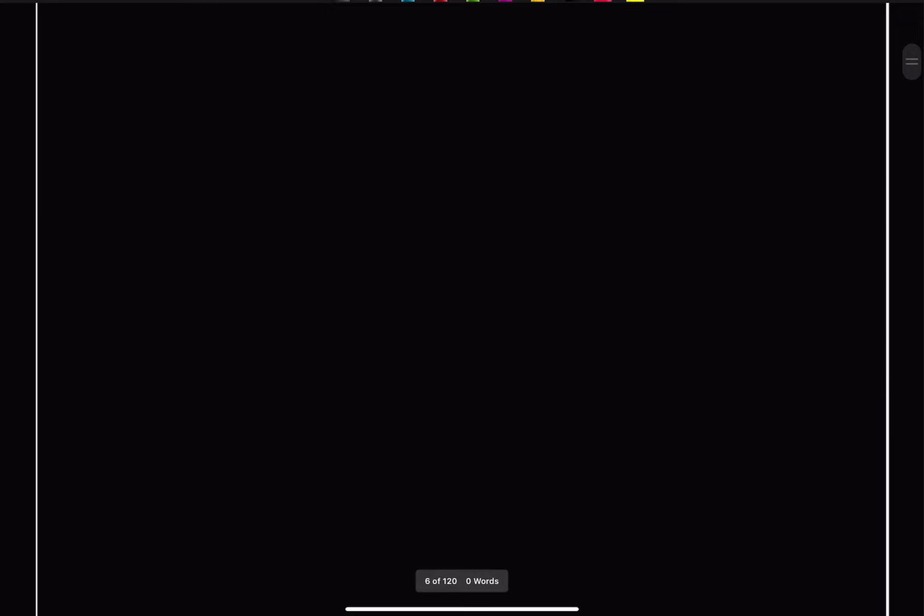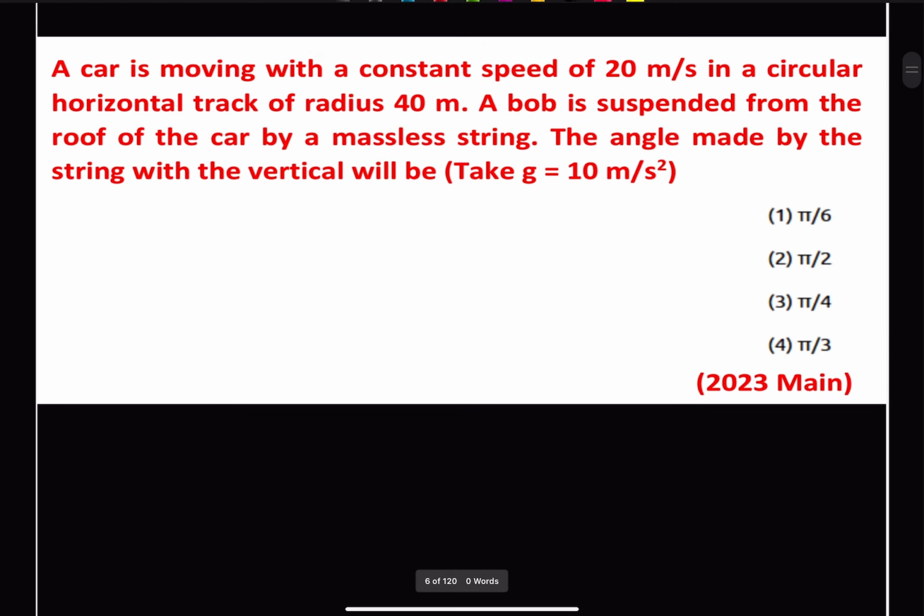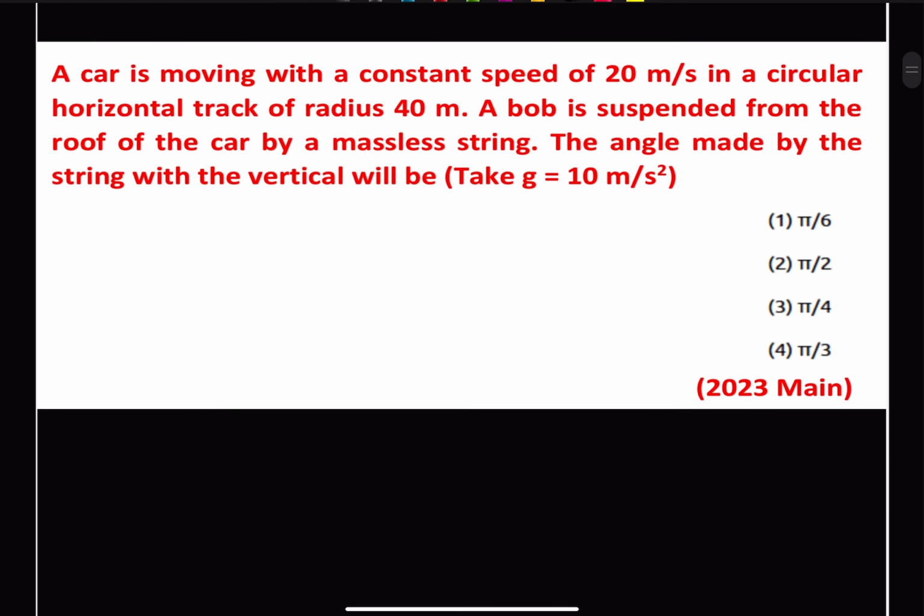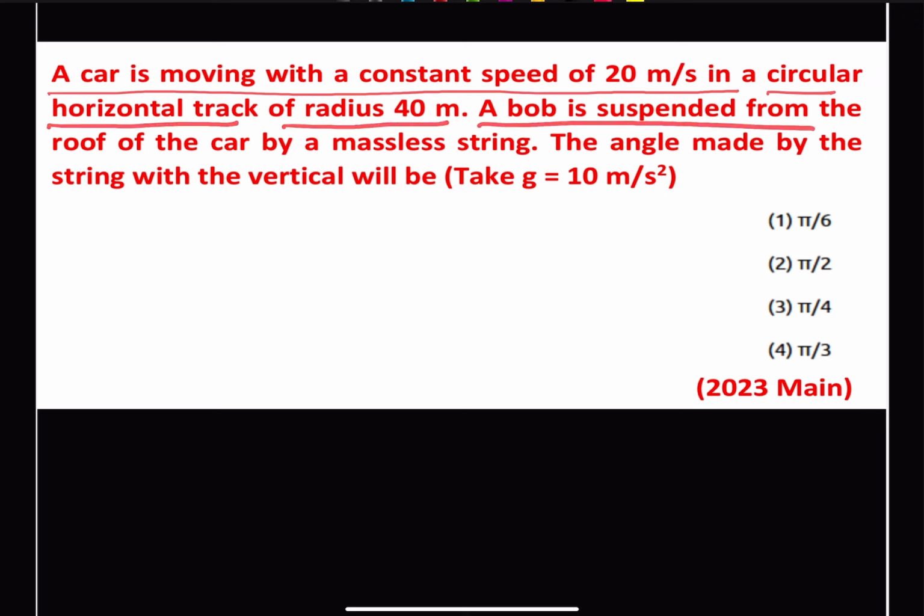Next question. It states that a car is moving with a constant speed of 20 meters per second in a circular horizontal track of radius 40 meters. A bob is suspended from the roof of the car by a massless string. The angle made by the string with the vertical will be.